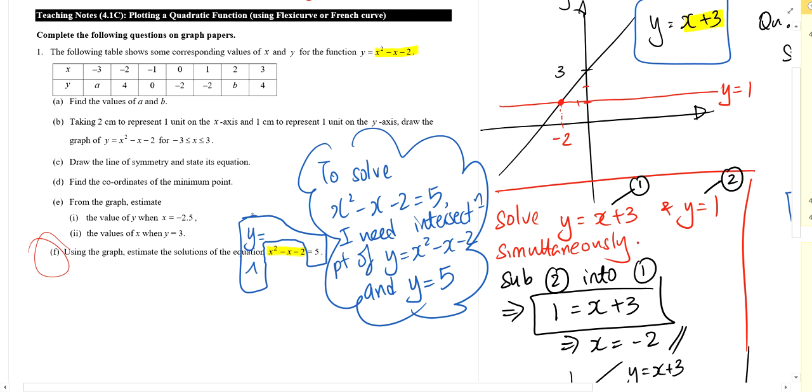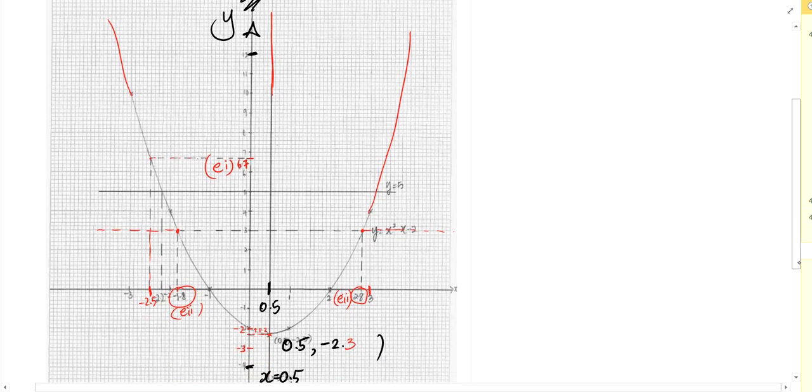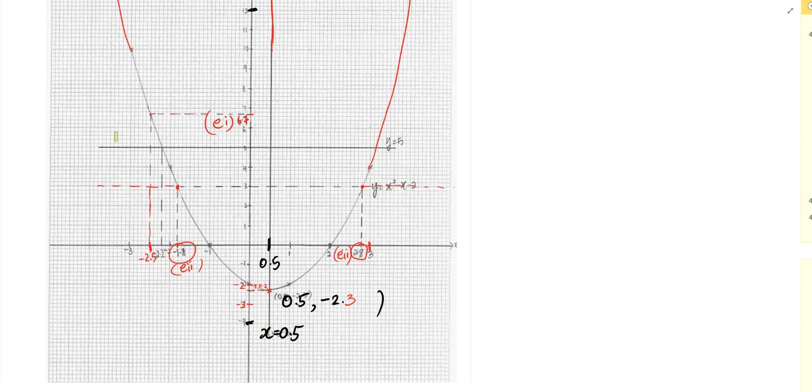And we already have the graph of y equals x squared minus x minus 2. It is easy to now plot the graph of y equals 5 because it is just a straight horizontal line. So in our graph, we include the line y equals 5 as shown over here. The points of intersection of this line y equals 5 and the quadratic curve, the parabola, will give us our value for x.